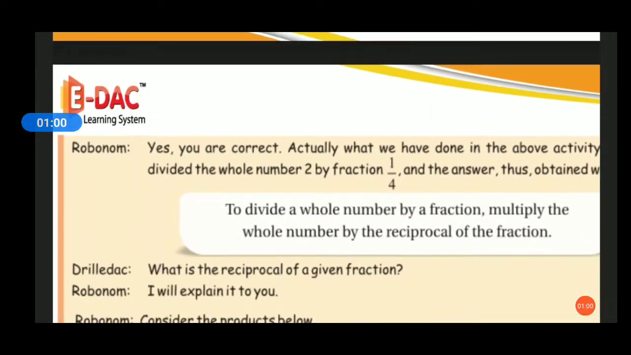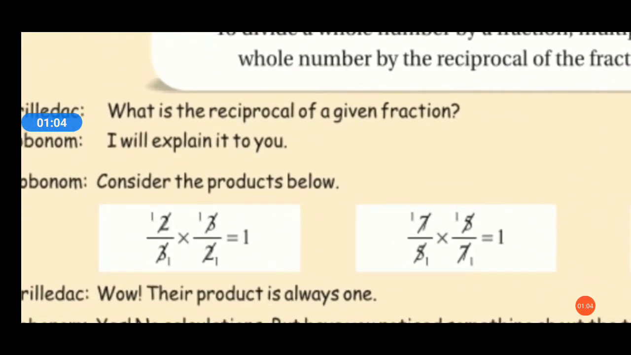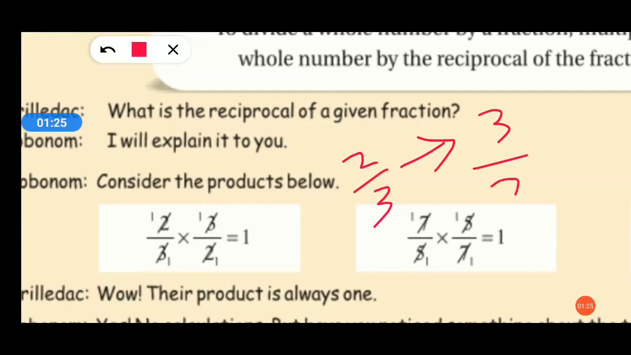Reciprocal of a fraction is nothing but, listen, I will give an example here. Here we have 2 by 3. The reciprocal of the fraction 2 by 3, if they ask what the reciprocal is, you just reverse it, that is 3 by 2. Understood, students? If they ask the reciprocal of the fraction 2 by 3, you just reverse it. So what comes when you reverse 2 by 3? 3 by 2. Understood, students?